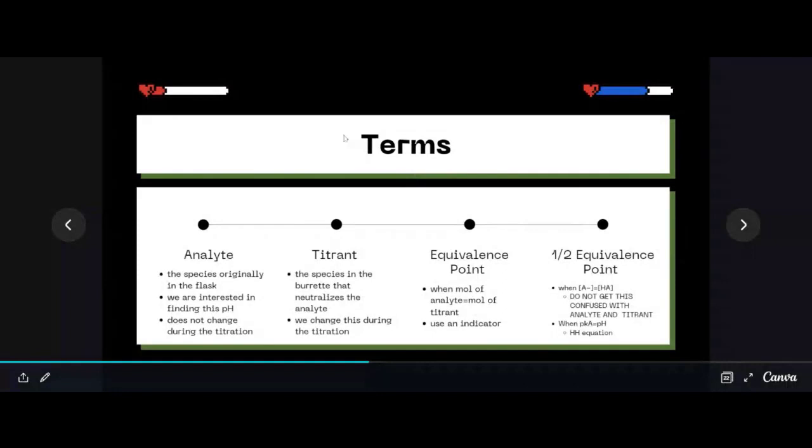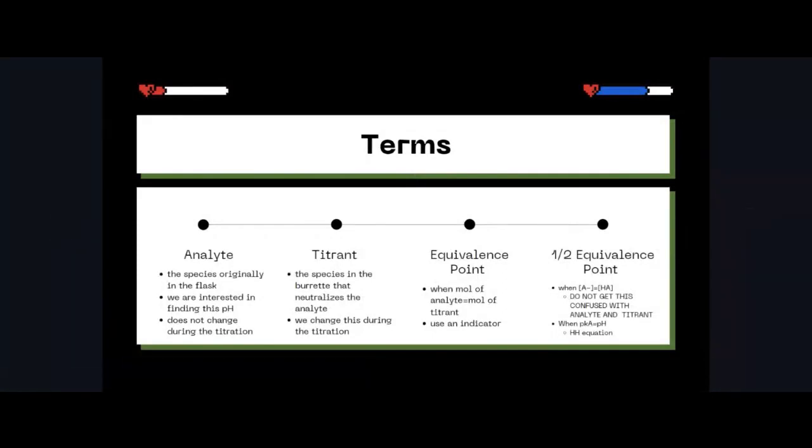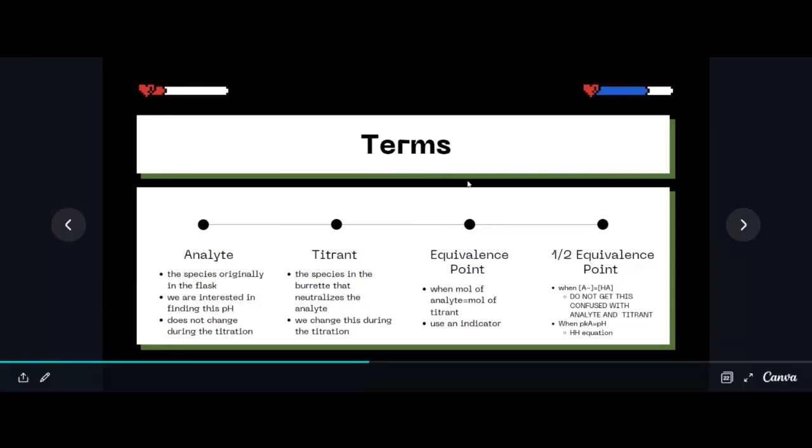So first you have the analyte, right? The analyte is the species originally in the flask. Usually you have a flask and a burette, and the burette is where you add something called a titrant to it. So the analyte is the species originally in the flask, and we're interested in finding the pH of anything in that flask. So these acid-base problems will probably be like, we have an analyte here in the flask, and we're adding some titrant to it. What's the pH of this?